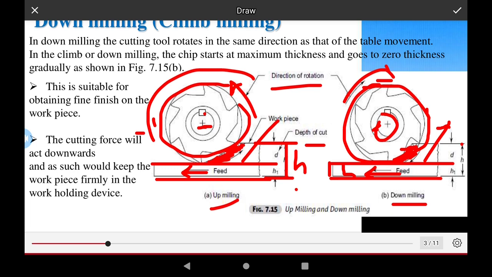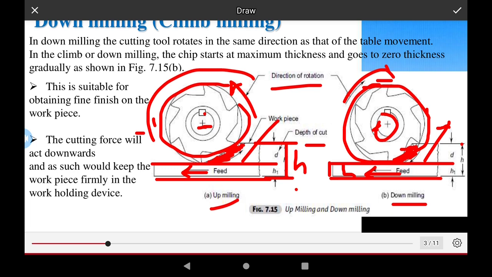There is a small difference between the table direction and the tool's rotation of the bush. In the same direction, the cutting face will act downward. The aim is to keep the workpiece firmly in the work holding devices.